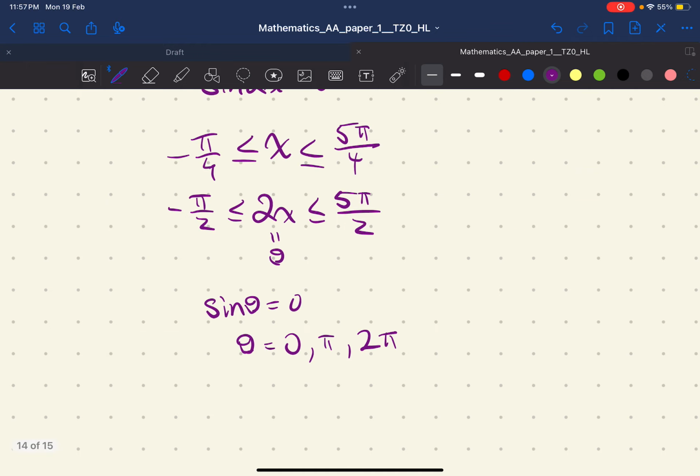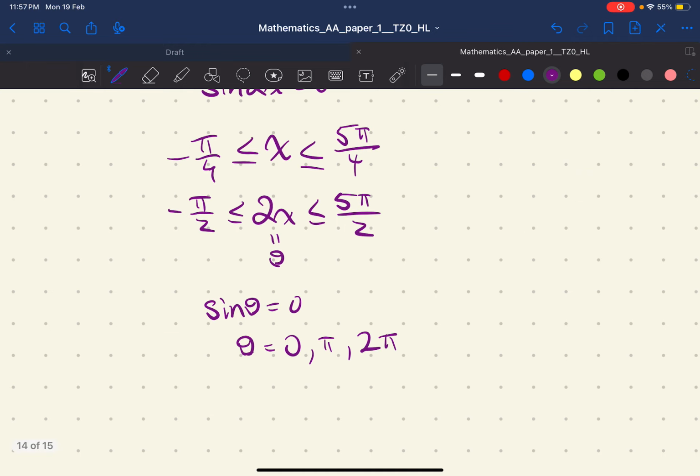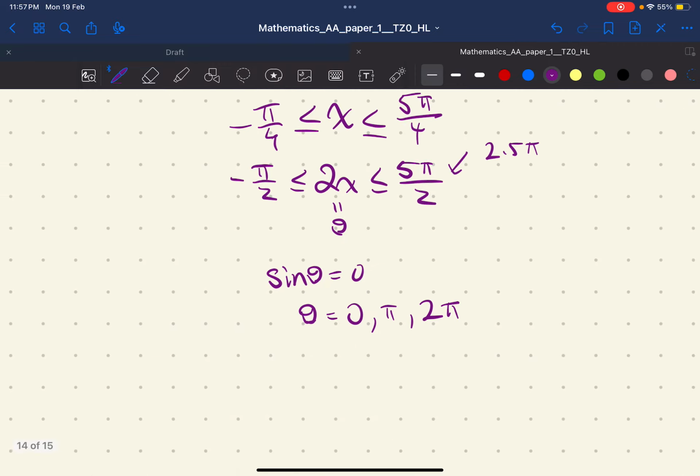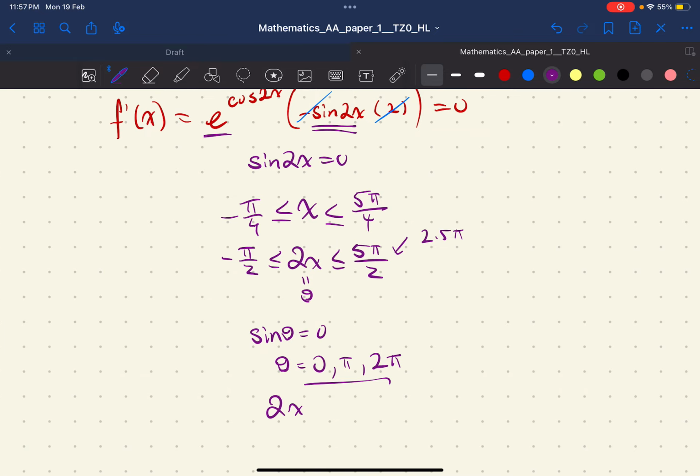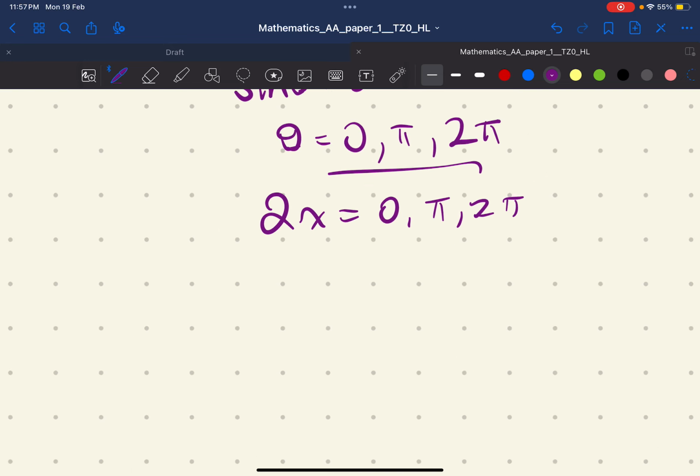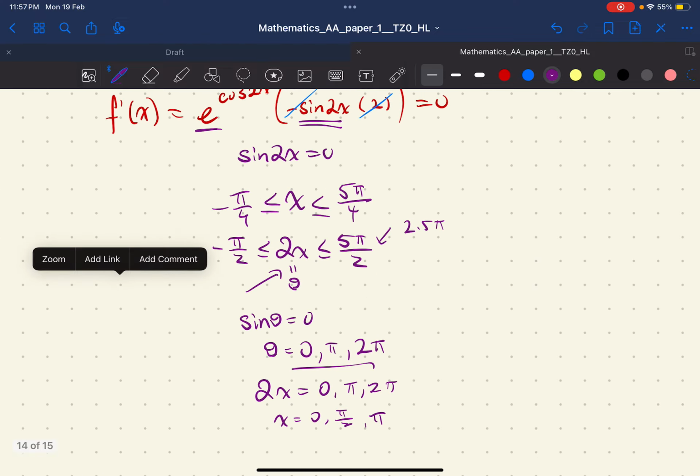Okay. And can we have 3 pi? The answer is no, because this is like 2.5 pi. So we have 3 answers here. Then just solve for x. Theta is 2x in here, so 0, pi, 2 pi. Divide everything by 2, then you get 0, pi over 2, and pi. Okay, so those are the x coordinates.